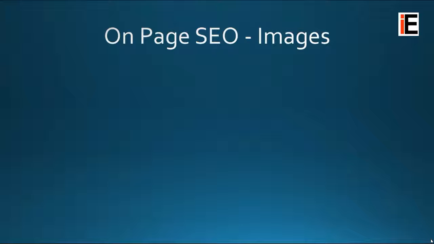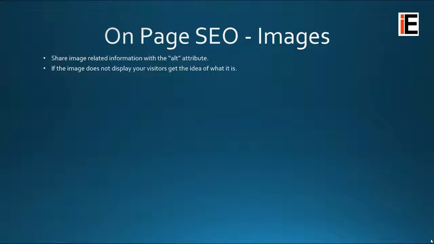Images are another thing you can do. If you have images on your site, which I highly recommend because a good content strategy incorporates images, infographics, things of that nature, it's a great way to get additional traffic. You can share image related information with the alt attribute, as it's called. That will explain to people what that image is about. So you could put in a keyword there if your image relates to that keyword.